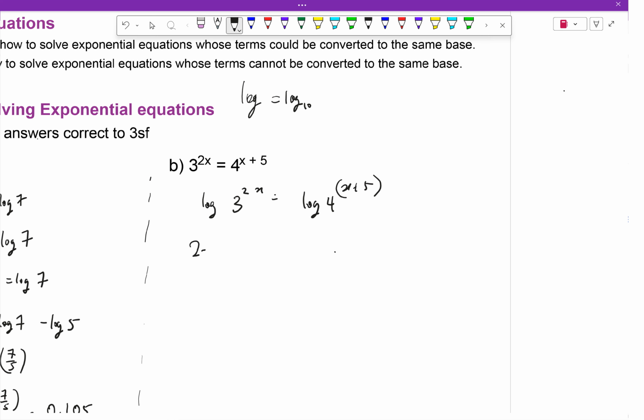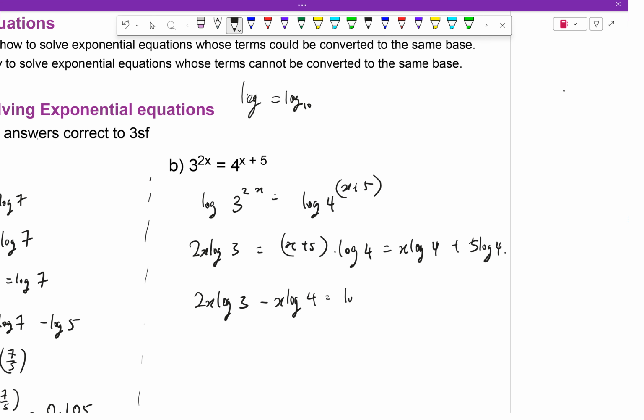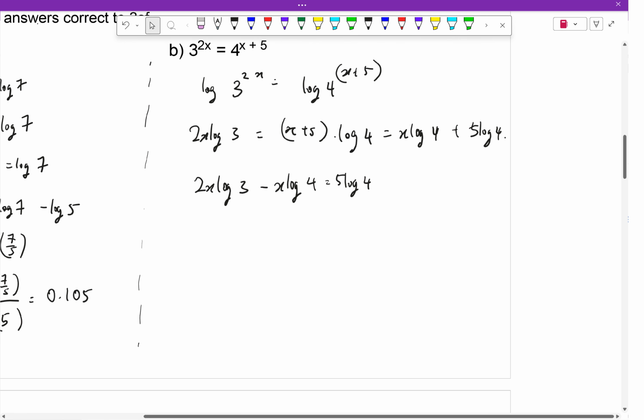So bring down. And I can expand this equals to x log 4 plus 5 log 4. Like that. So in that case, what I can do is let's put all of the x's together. And you'll see why. If I put all the x's together, I can factorize it.